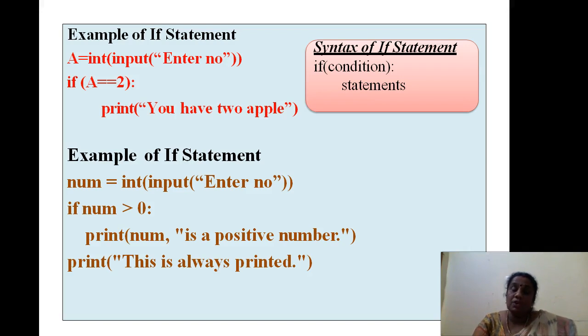You can also observe there is one more statement, "this is always printed". That will be executed, as it is outside the if block. Even that line will be executed. So the output will be "number is a positive number" and also "this is always printed". Inside the if condition, the statement will be executed if the condition is true. Outside the block, that statement will always be printed. This is an example of the if statement.